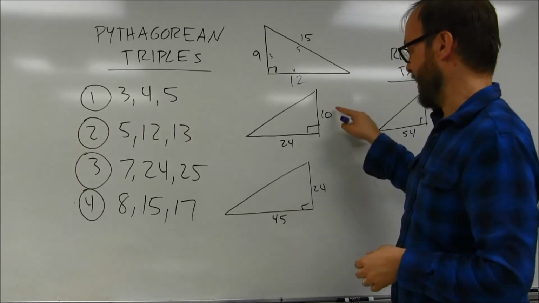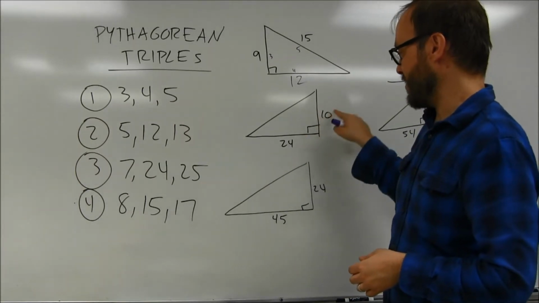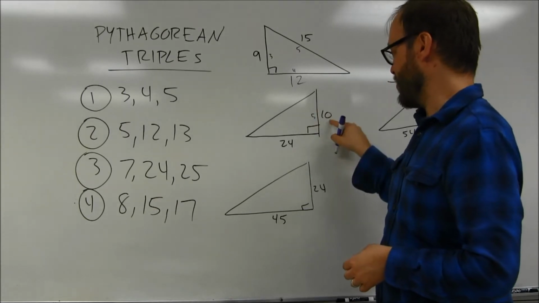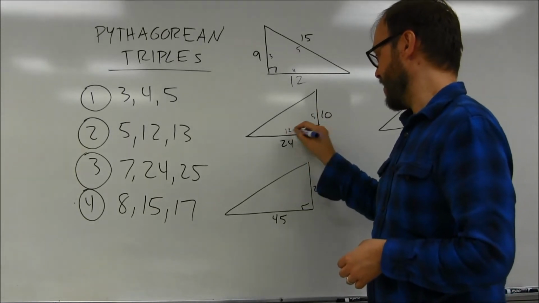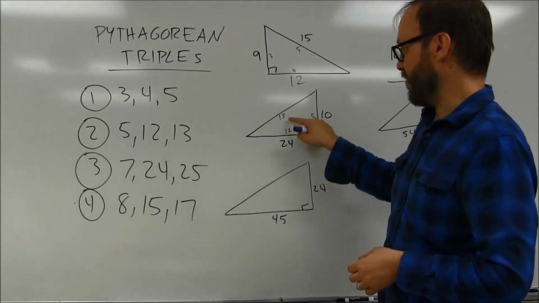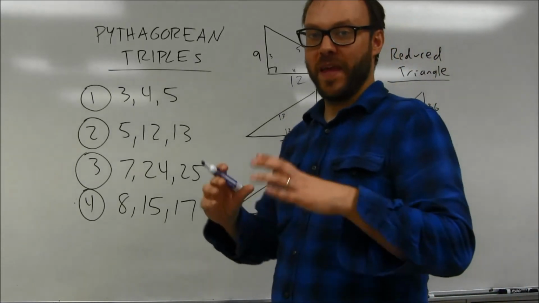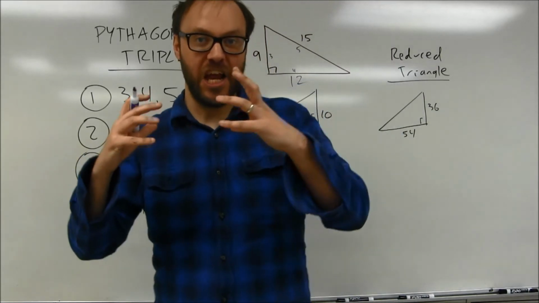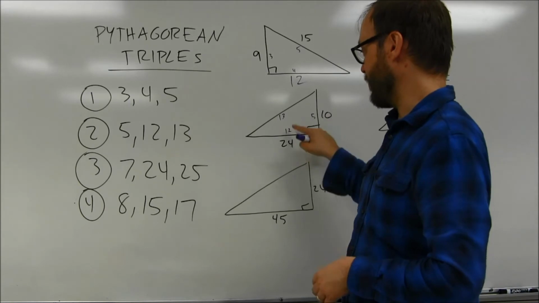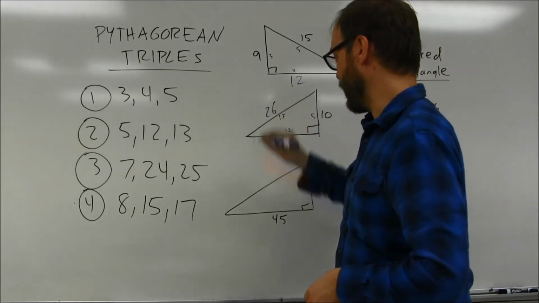Okay? Second one here. Notice what divides into both 10 and 24. They're both even. So 2 divides into both of those. 2 goes into 10 5 times. Goes into 24 12 times. That would be a little 5, 12, 13 right triangle. It was a 5, 12, 13 that was being doubled. Okay, so 5 doubled is 10, 12 doubled is 24, 13 doubled is 26.